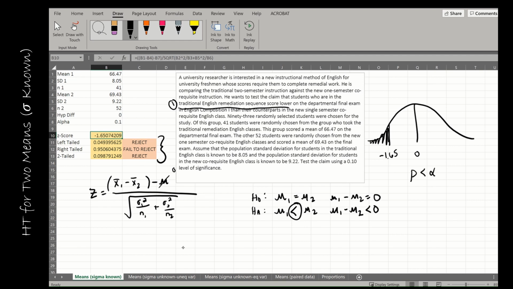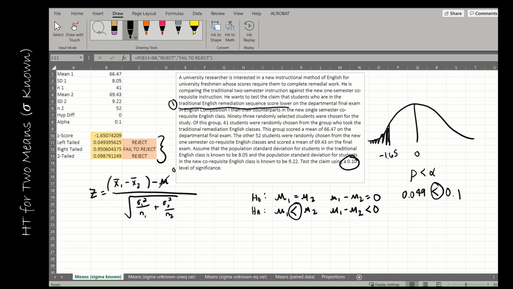Well, p for a left-tailed test is, again, using the same formula we've been using, norm dist. The area to the left is 0.049. Alpha is 0.1. That's given in the question. So is this true? Yes, it is. What does that mean? That means I need to reject the null hypothesis.